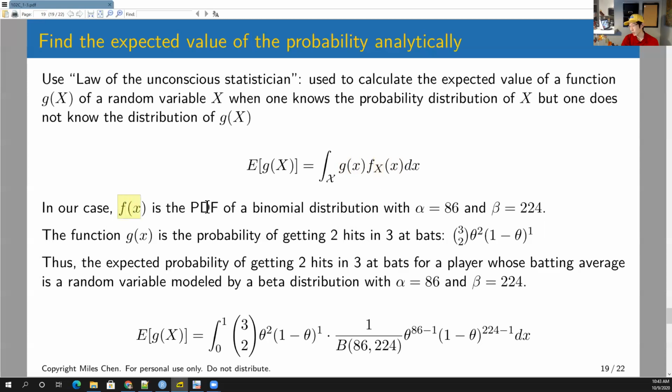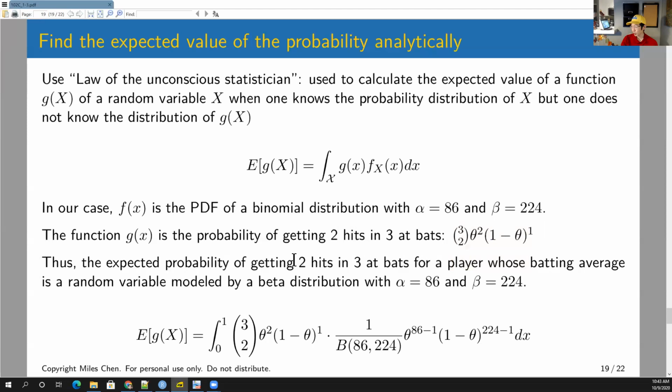So in our case, f of x is the PDF of a, sorry, this slide has a bunch of typos. I'm going to have to fix them all. This is the PDF of a beta distribution with alpha 86 and beta 224. And then the function g of x is the answer to our probability, and that's going to be 3 choose 2 theta squared times 1 minus theta to the 1.